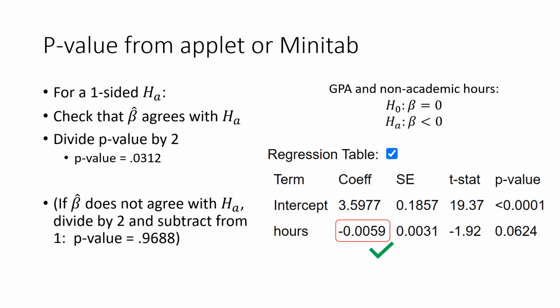As a side note, if the beta hat sample slope did not agree with the alternative hypothesis, then after dividing by 2, you would subtract the p-value from 1 to get the actual p-value for the alternative hypothesis that you're testing. So in this example, if we had been testing whether there was a positive association between GPA and hours spent on non-academic activities, then our p-value would be 1 minus 0.0312, so a p-value of 0.9688.